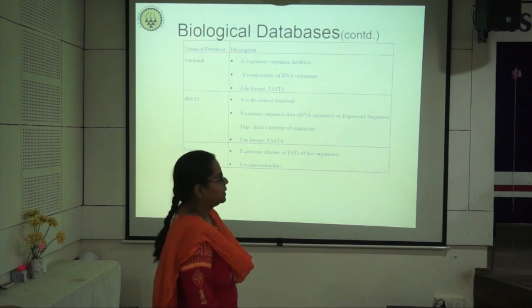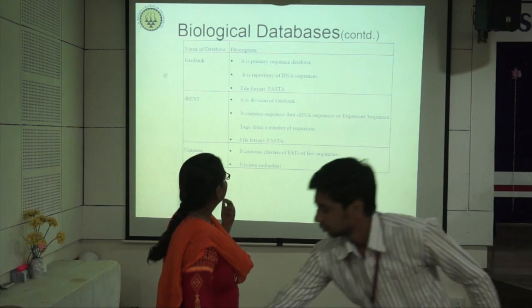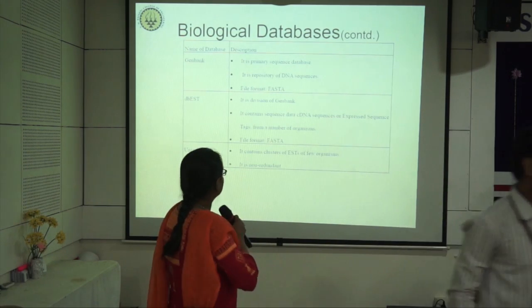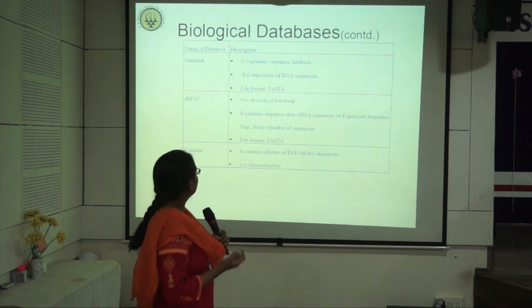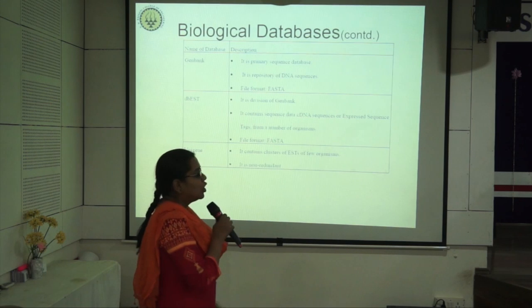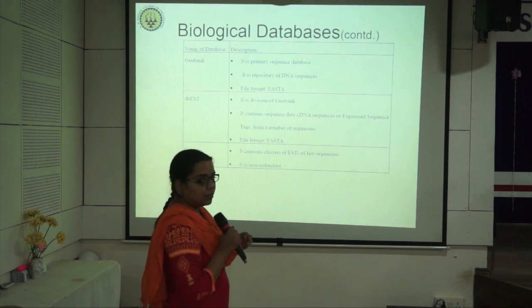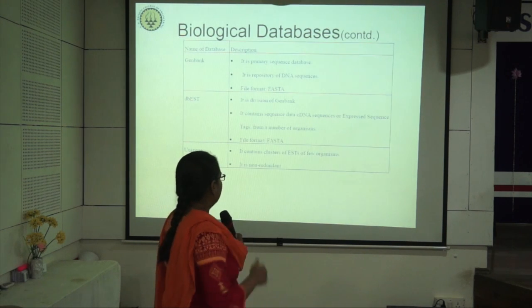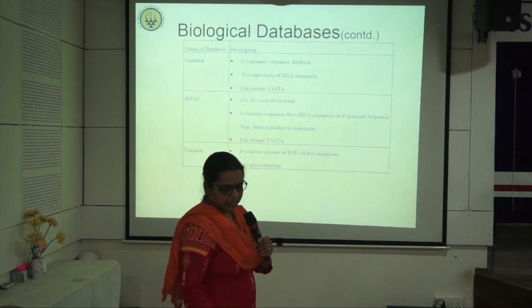So GenBank is a primary sequence database which is consisting of DNA sequences. dbEST is a division of GenBank, rather the superset is GenBank, which relates with the expressed sequence tags or cDNA, and the UniGene, it is nothing but the clusters of the ESTs which are present.